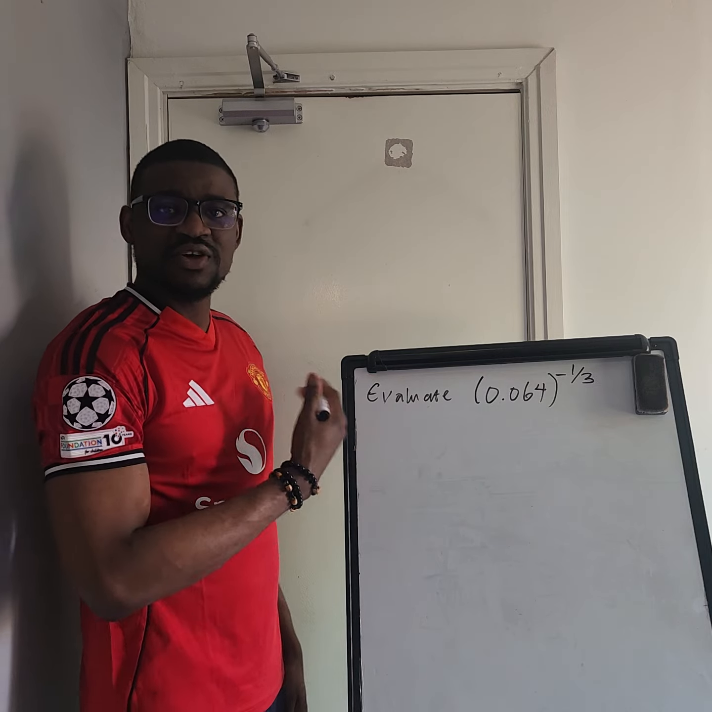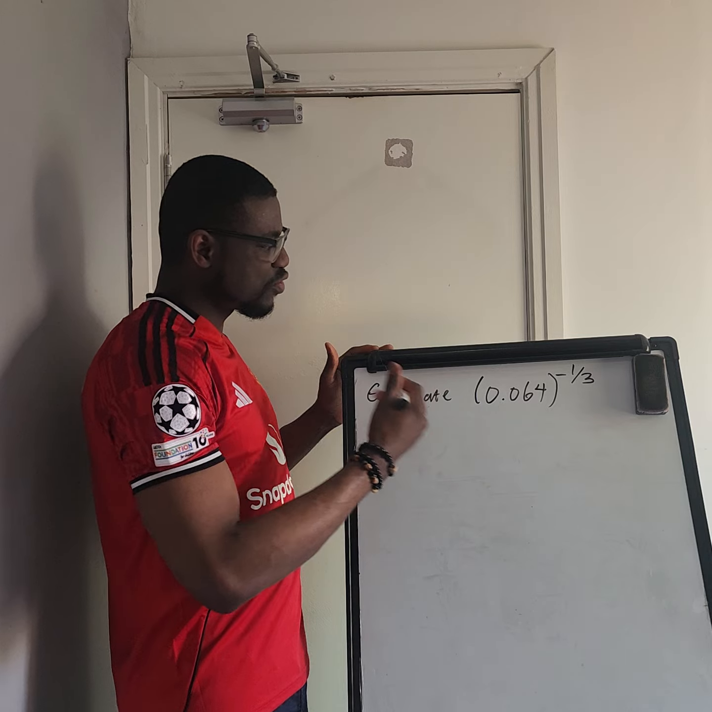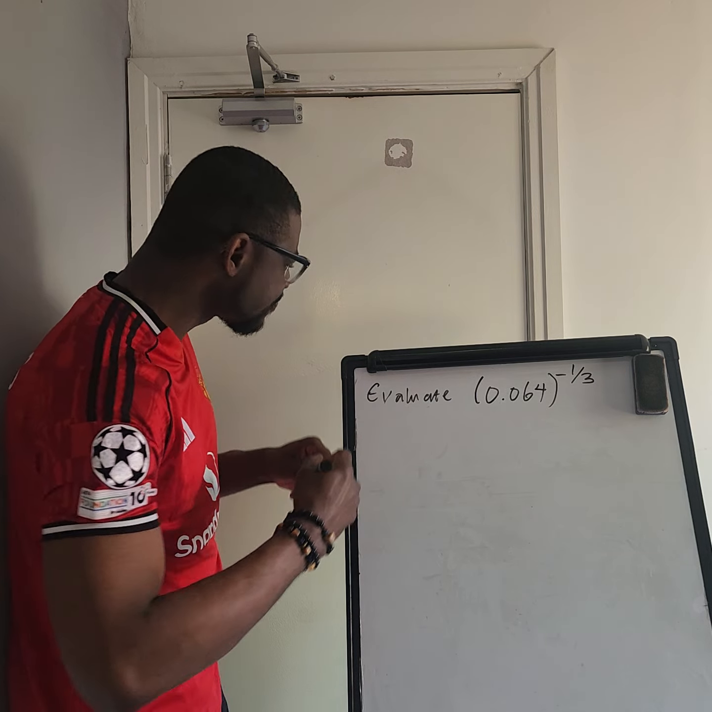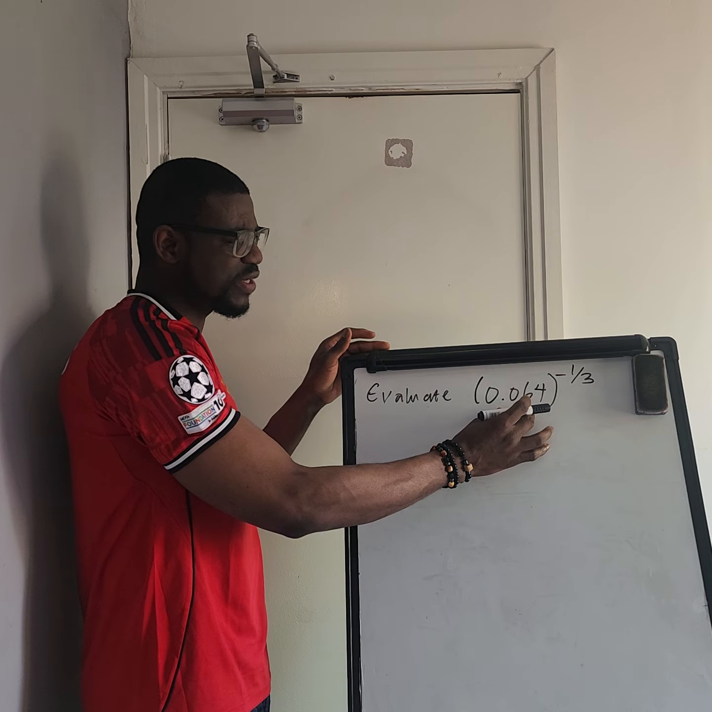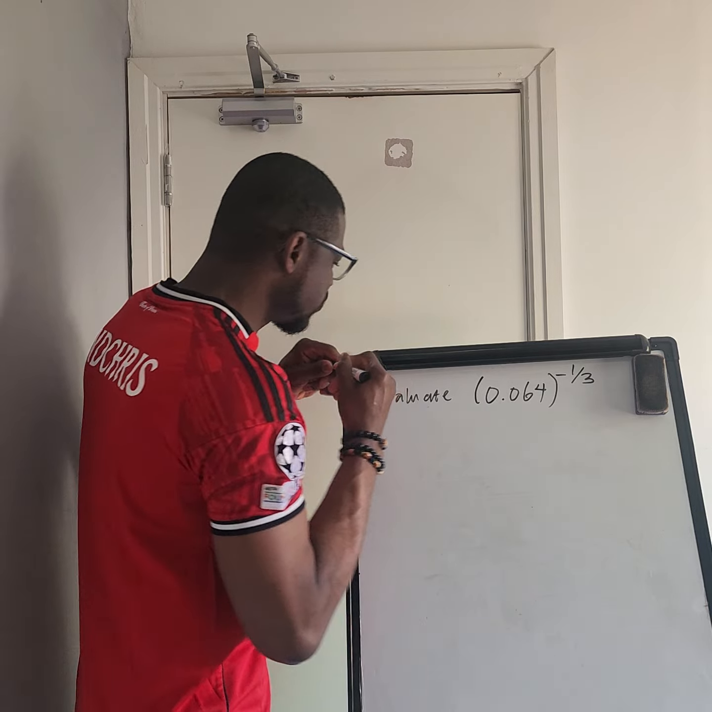Let me show you how to solve this math problem. It says evaluate 0.064 raised to power minus 1 over 3. So the first thing you have to do is to change this decimal fraction to a proper fraction. How do we do that?